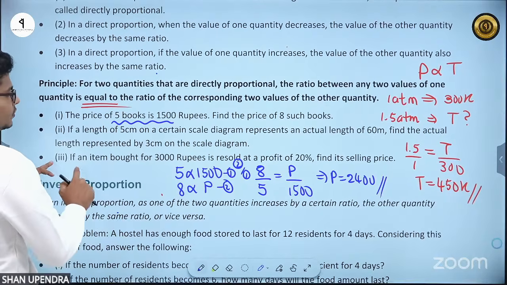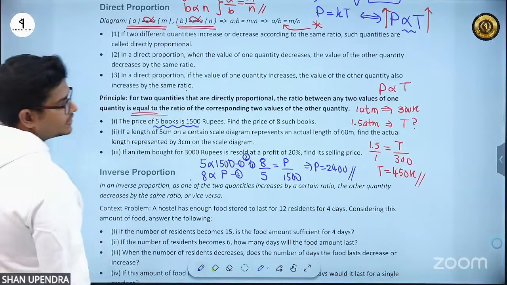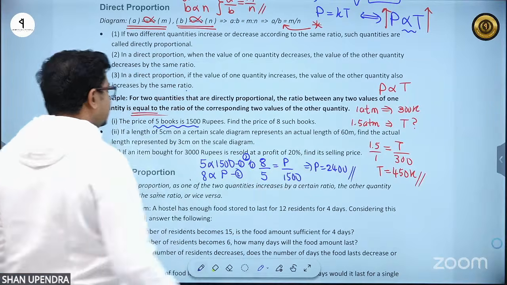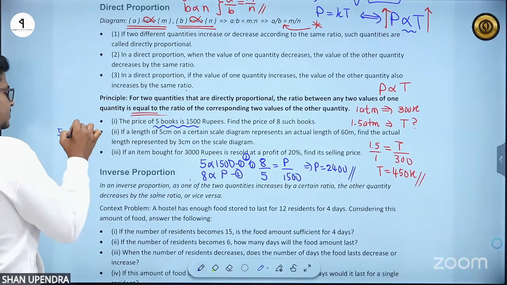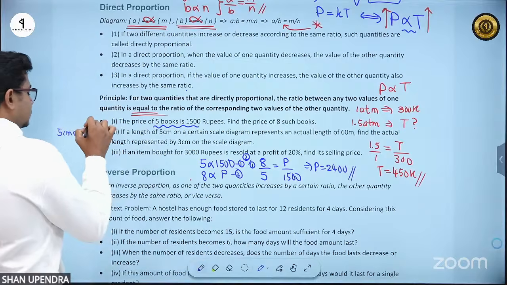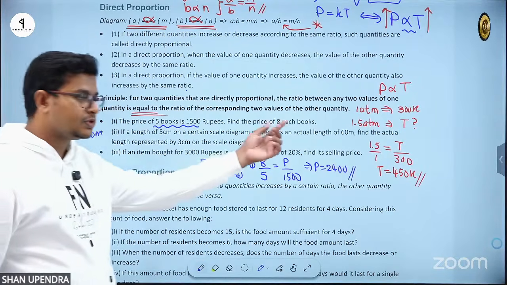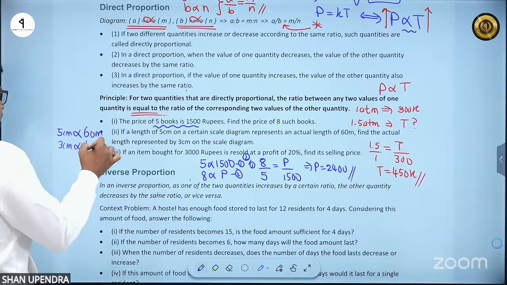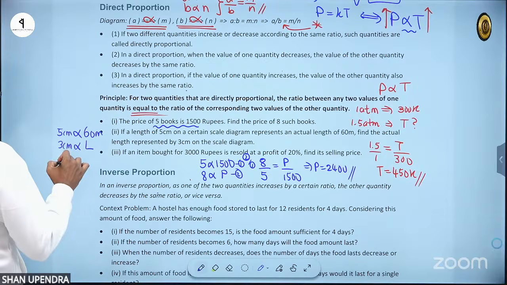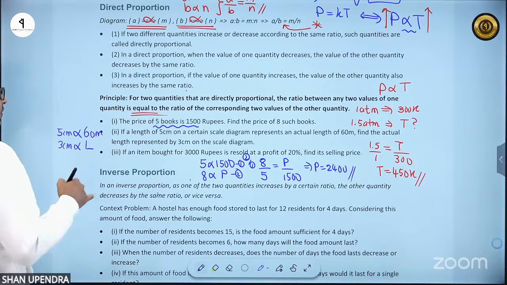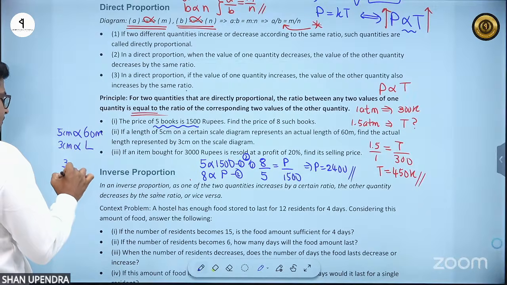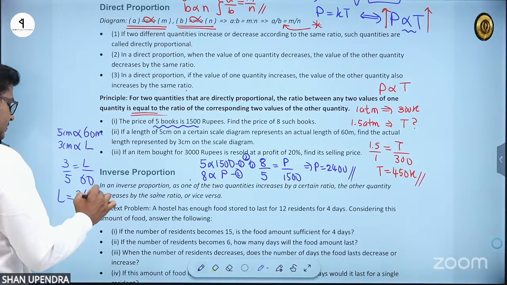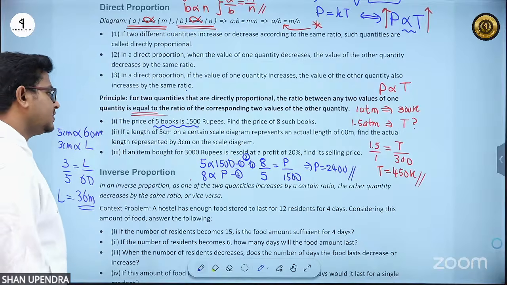Okay. So in vector diagrams, we learned about scales. Here, a length of 5 centimeter on a scale diagram represents an actual length of 60 meter. So 5 centimeter is direct proportional to 60 meter. Find the actual length represented by 3 centimeter. If I divide the second by the first, then 3 over 5 equals L over 60. Then L equals 12 into 3, which is 36 meters.